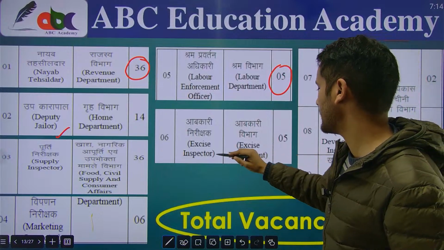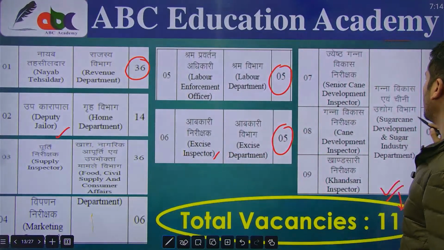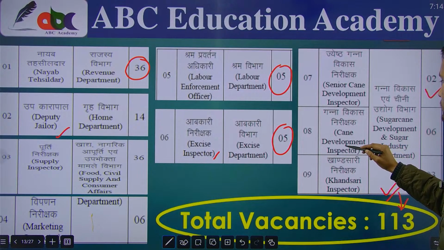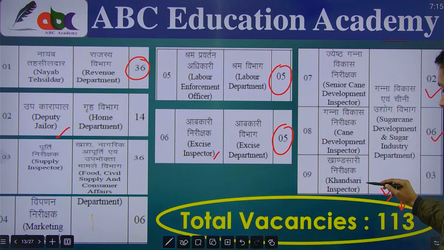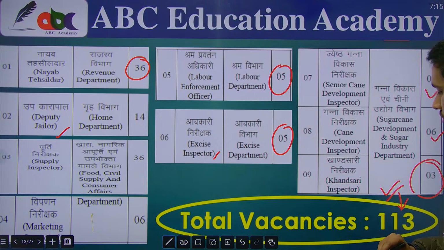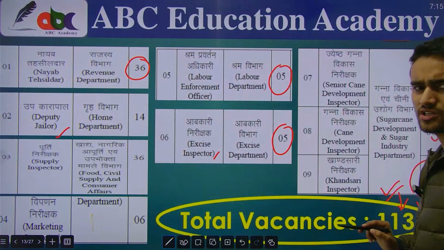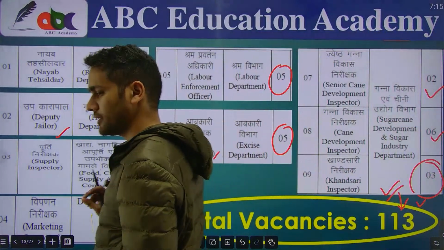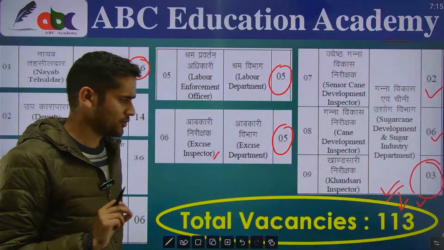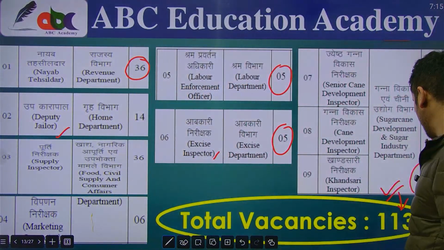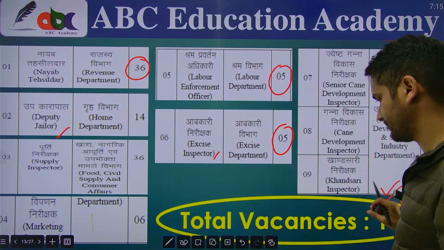For excise inspector, there are 5 seats. And for senior cane development inspector, there are 2 posts. And for the cane development inspector, there are 6 posts. And at the last, for Khansari inspector, there are 3 posts. So in totality, we have 130 posts, which I think is good in number. You have good chances to crack this examination and we have a good number of seats available here.